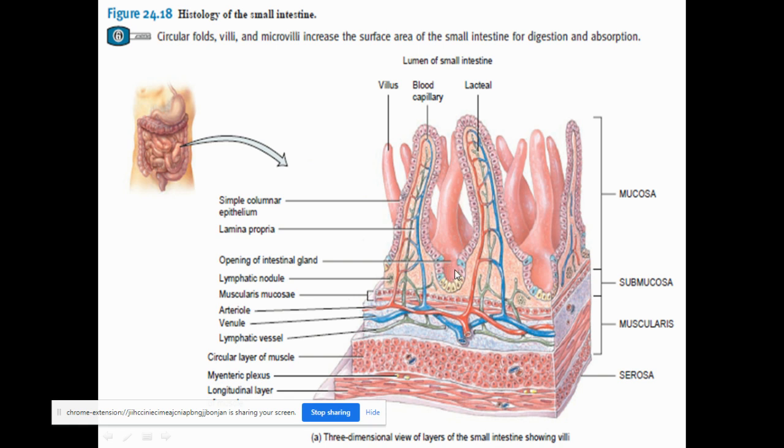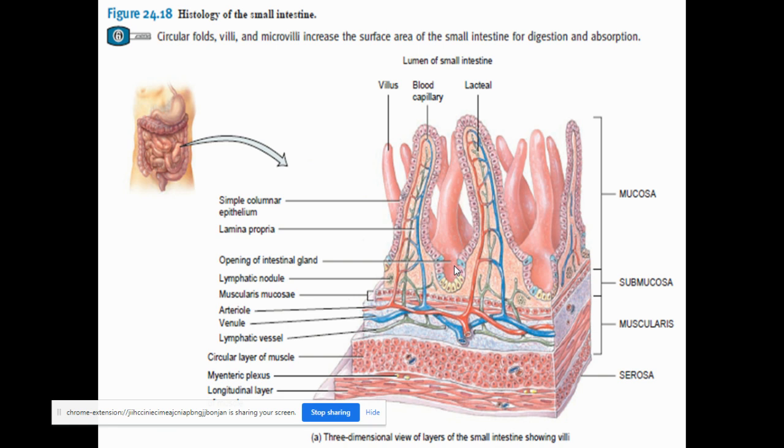Apart from this, we have the duodenal glands, that is the Brunner's glands, which secrete many different enzymes, into this particular region. This is called the pit. This is called the intestinal gland. So between each and every villi, there are some openings or pit-like regions called the intestinal glands.